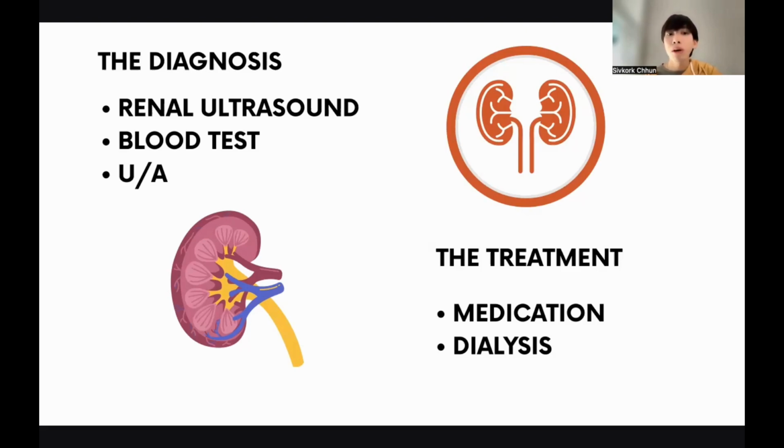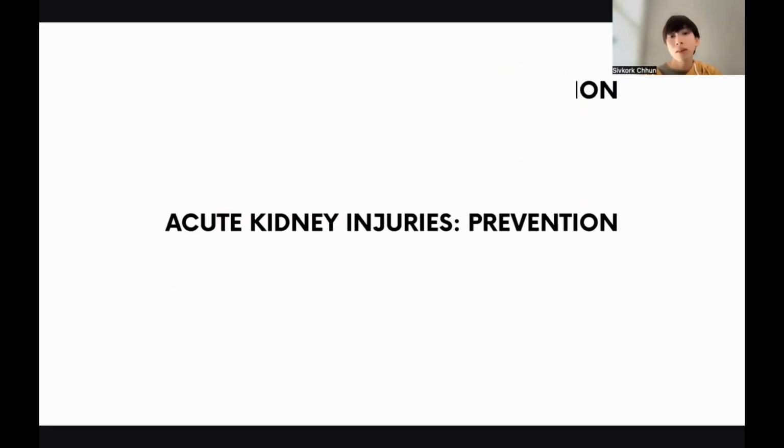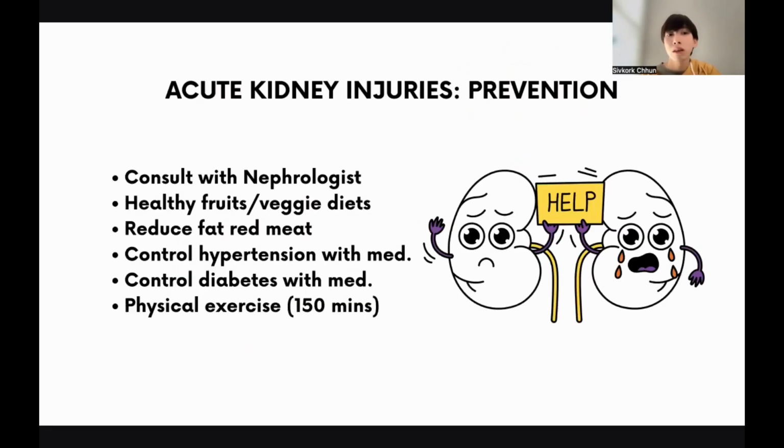And it's important to stop using antibiotics for preventing infection, or NSAID drugs like Nurofen, non-steroidal anti-inflammatory drugs, and ACE inhibitors. So these three types of medication must be stopped if the patient is already diagnosed with a renal system disorder or acute kidney injuries. And again, the prevention is similar to chronic kidney injuries. Just consult with the nephrologist if already diagnosed with renal anemia or mineral bone disorder.